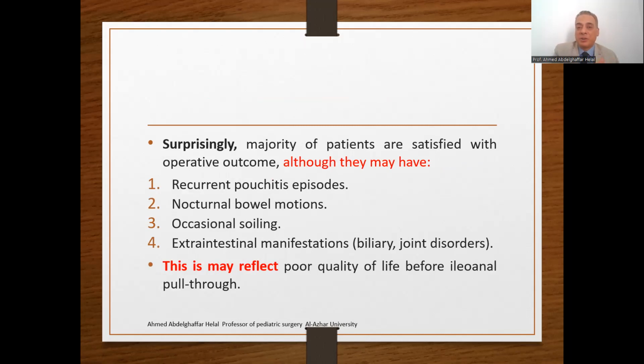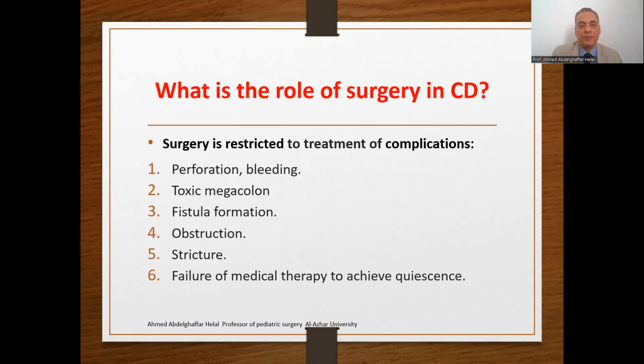Although they may have recurrent pouchitis, nocturnal bowel motion, occasional soiling, and extraintestinal manifestations, this satisfaction may reflect the poor quality of life before ileoanal pull-through. So the child compares the condition before and after surgery. You can imagine that the problem is so severe before surgery that even in the presence of these complications, the child is somewhat satisfied by the results of the surgery.